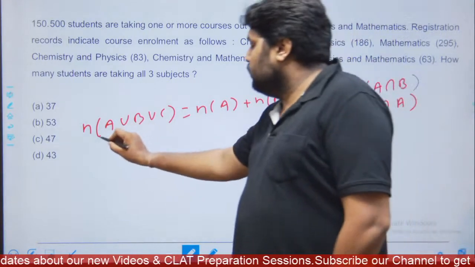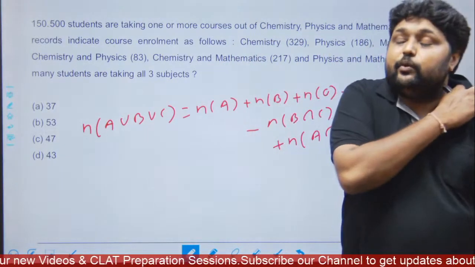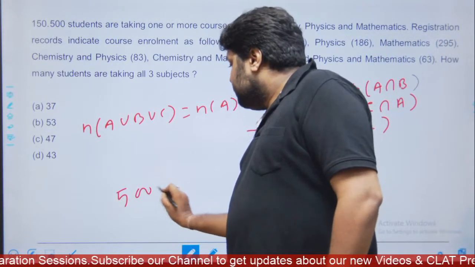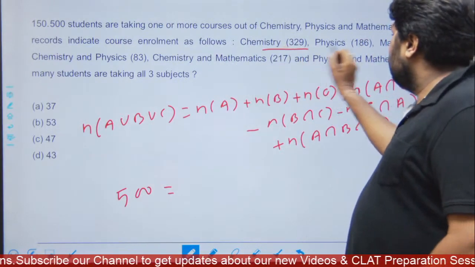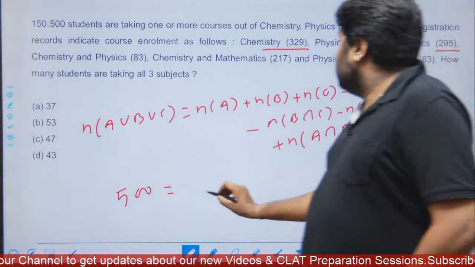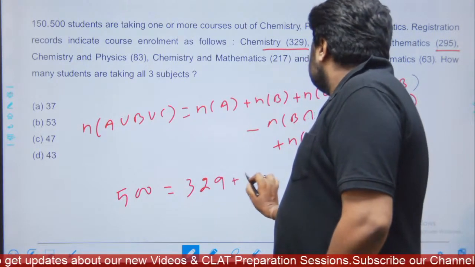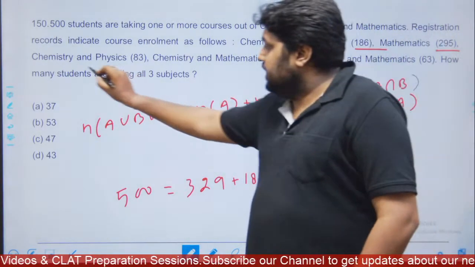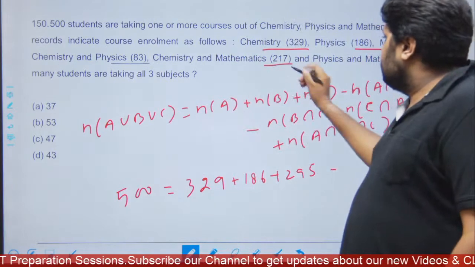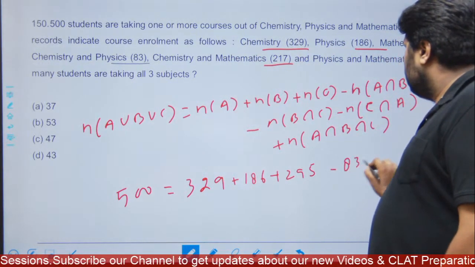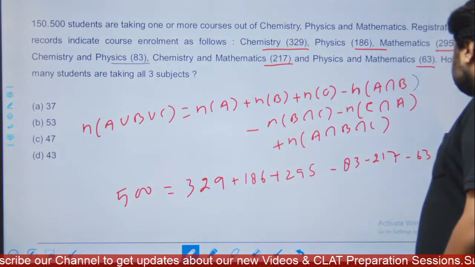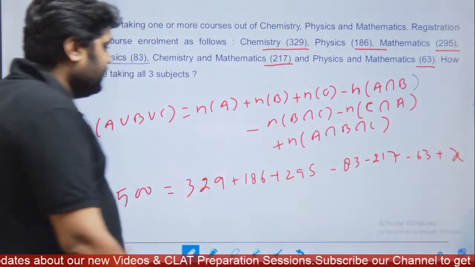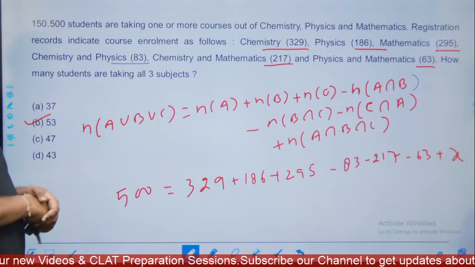We all know union means at least one. A union B union C is at least one, and its value is given as 500, right? Then chemistry 329, physics 186, and 295. Add these values, 329 plus 186 plus 295, minus the intersections of two, 83, 217 and 63, plus the value of all three, let's say that is x. You can calculate the value of x with simple addition and subtraction, and the answer will be 53.